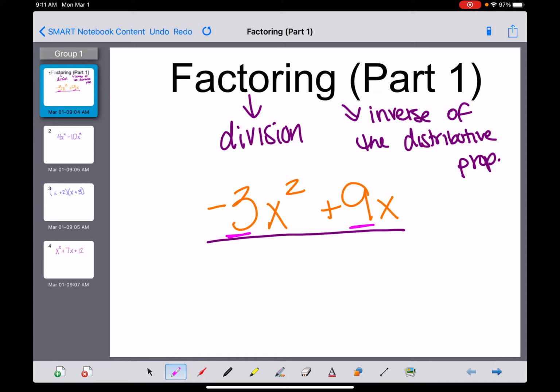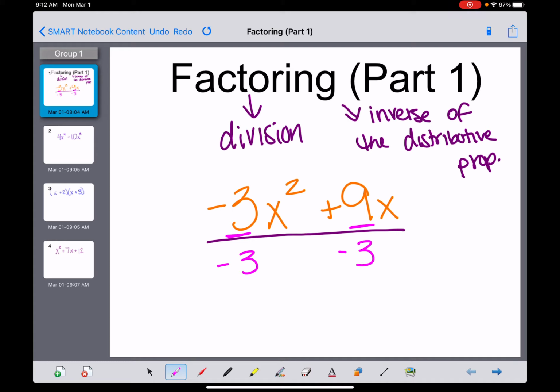Well, the value of 3 divides into both -3 and 9. I never want my leading coefficient to be negative though, so I'm going to divide each of these terms by -3. That way our front number becomes positive. Okay, but 3 is the GCF for our coefficients.